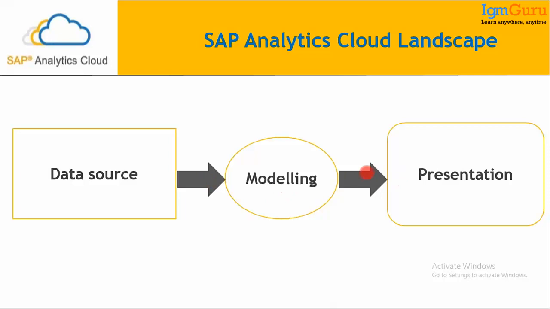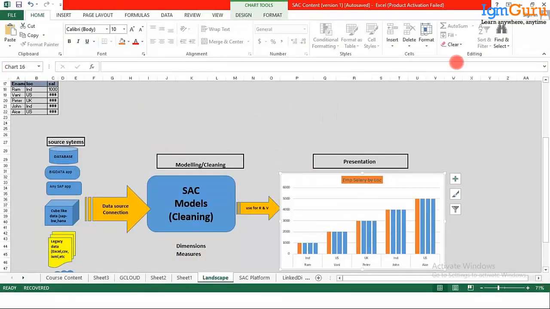I'm digging one level deeper so that you can understand this. On the left hand side are the source systems. It can be any database, say Oracle from Oracle Corporation, Teradata, SQL Server from Microsoft, HANA database from SAP. Any big data application, any SAP application, in the sense it can be an ERP system or BI system, or any cloud data. It can be cubes like SAP BW cubes, HANA cubes, Microsoft SSAS cubes, or Oracle Hyperion cubes.